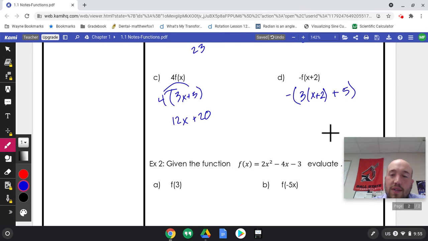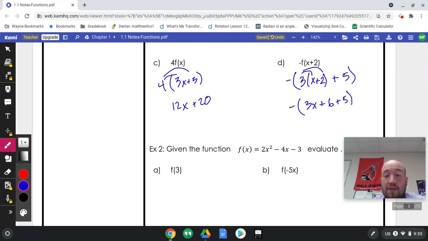So here it's going to be a couple steps. The negative will stay. We'll distribute right here. So 3x plus 6. Don't forget the plus 5 at the end. Now then we're going to multiply by negative. So we'll get negative 3x. 6 and 5 is 11, so we get negative 11.